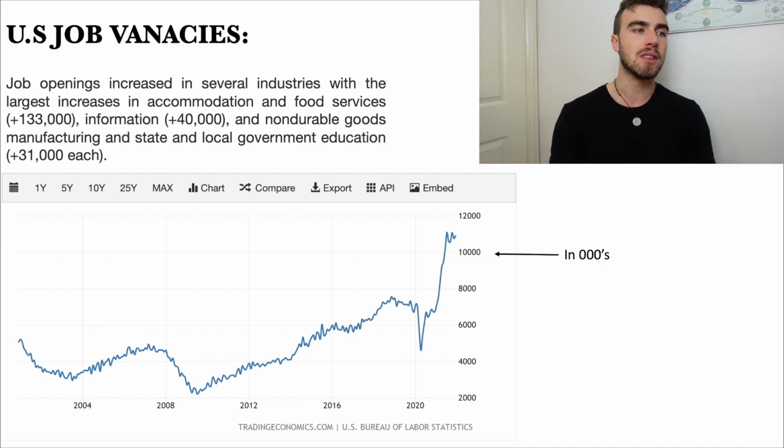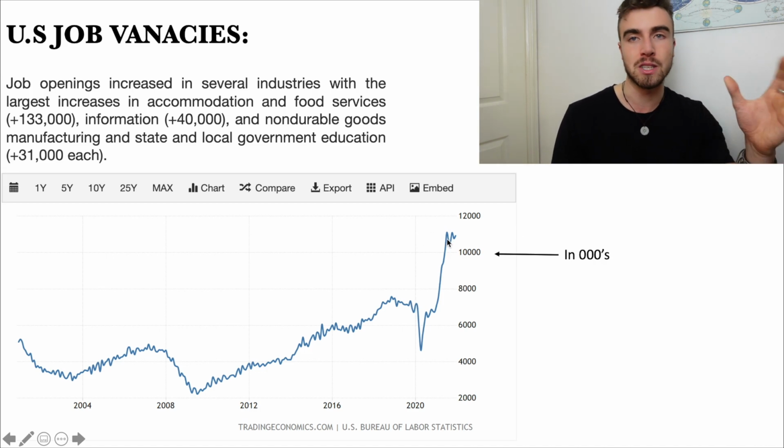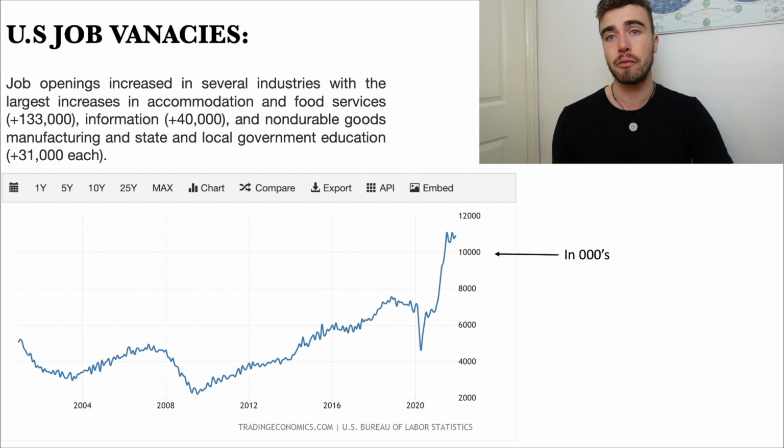You can see that there have been the most job vacancies in the US in the past 20 years. We've seen massive job vacancy increases from about 7 million pre-pandemic to 11 million is where we're at today. Very sharp increase, which is very interesting, and there's a number of reasons for this.